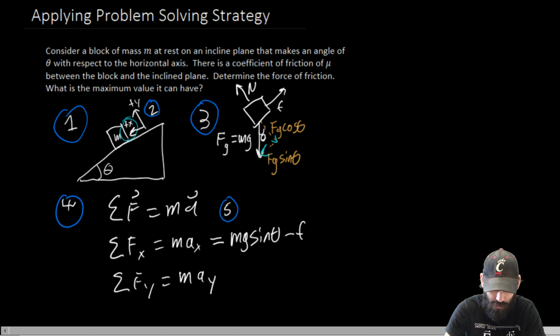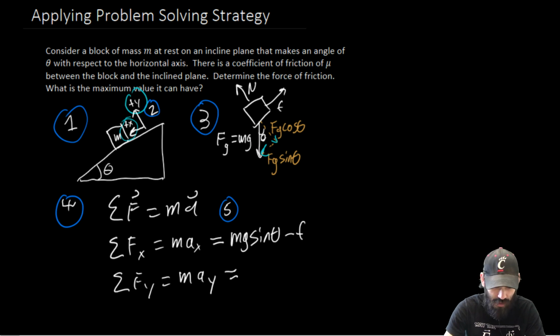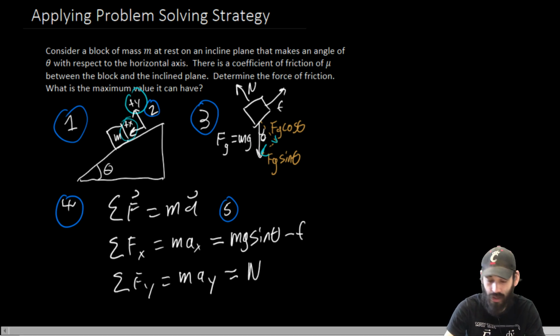Now let's look at our sum of forces in the y direction. So when we're looking at our sum of forces in the y direction, what we see is our normal force is going to point in the positive y direction. We have a component of the force of gravity that's going to be pointing in the minus y direction. This is going to be minus mg times cosine of theta.